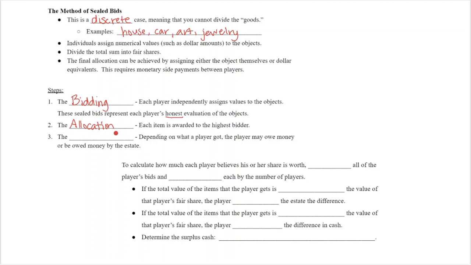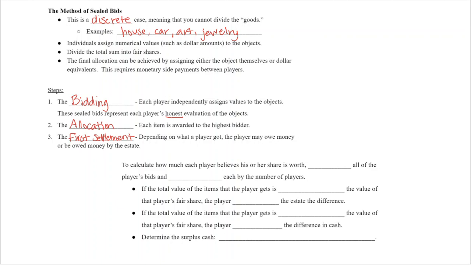Then our third step is the first settlement. Okay, so depending on what each player got, you could have gotten an object or an item, or you could have gotten nothing. But you might either owe money if you got more than your fair share, or you could be owed money, meaning you will get cash because you didn't get anything or you got a lower priced item.